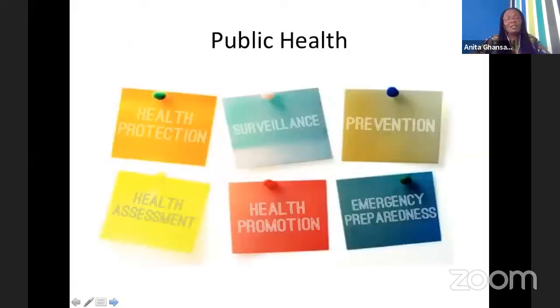Now, in public health, we are interested in health protection, surveillance, prevention, health assessment, health promotion, and emergency preparedness. So when there is any outbreak, we are interested in how we can fight this outbreak.